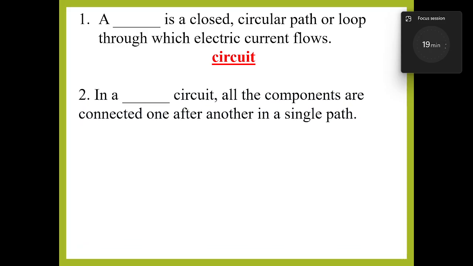Second question. In a dash circuit, all the components are connected one after another in a single path. We have two types of circuits. One is series and the other one is parallel. A series circuit is the one where devices are connected one after the other. I gave you an example of students sitting on a bench. On a bench, there will be three friends sitting one after the other. So that is a series connection kind of thing. So the answer for this is series.